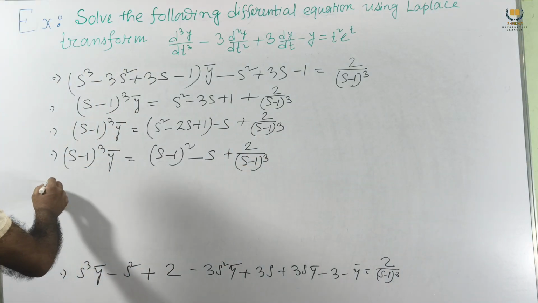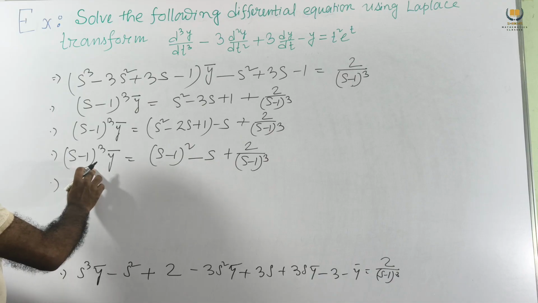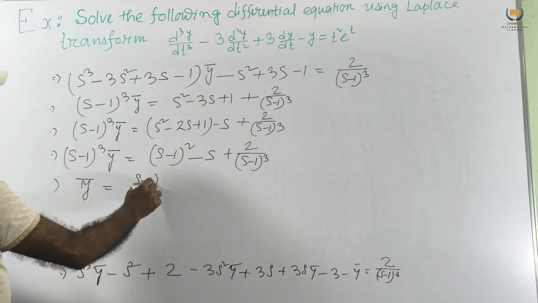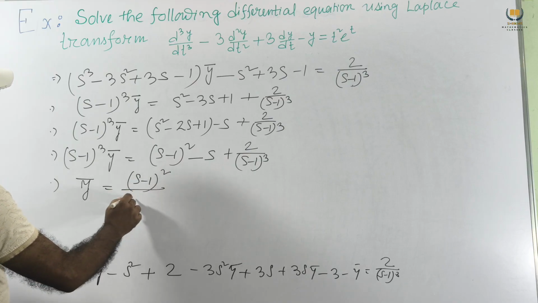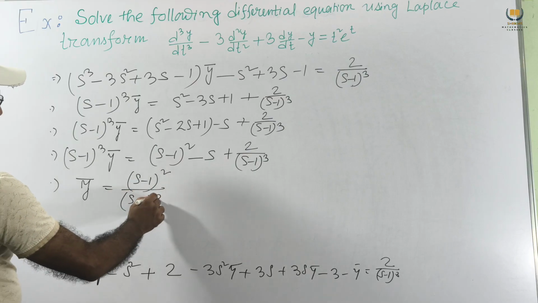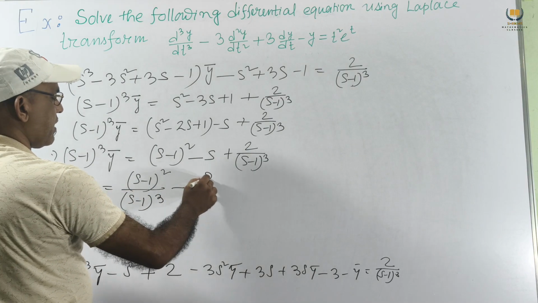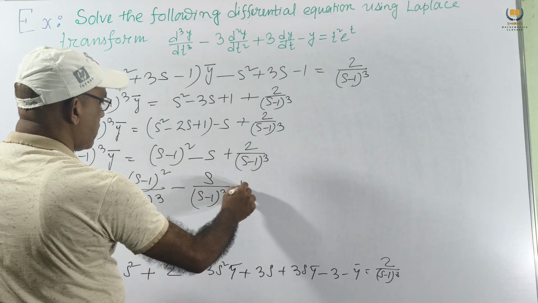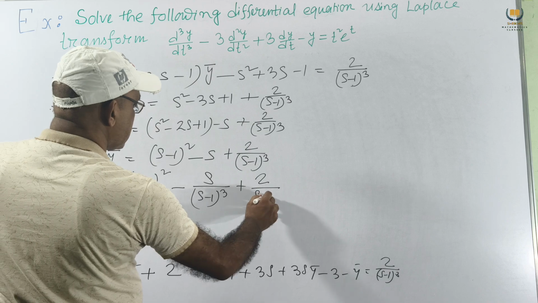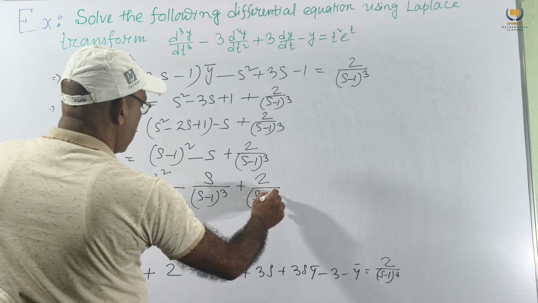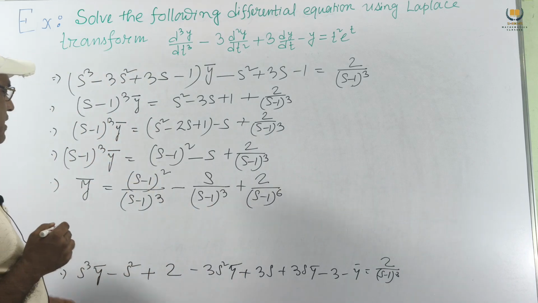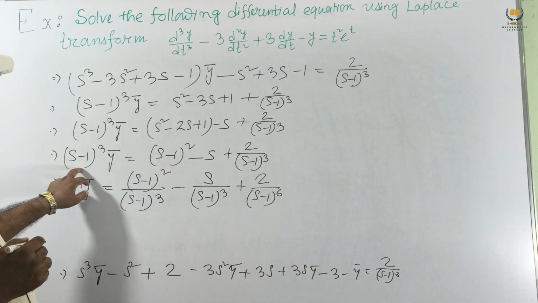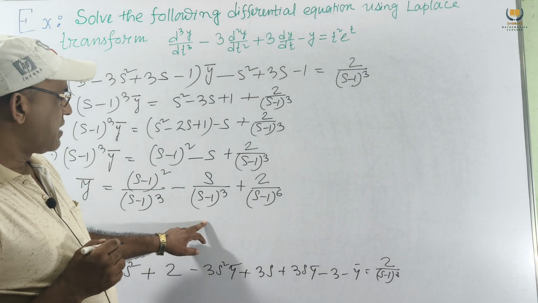We get this, and dividing both sides by this one, ȳ equals (s minus 1)² by (s minus 1)³, minus s by (s minus 1)³, plus 2 by (s minus 1) to the power 6. We are dividing: this is (s minus 1)² by (s minus 1)³, this is s by this, and this is the power 6 term.